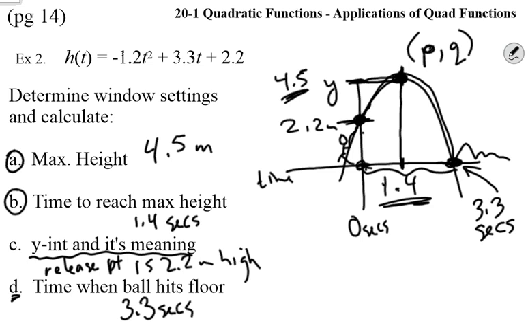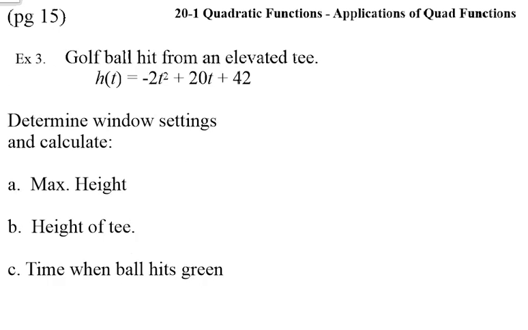So a parabola and all of the characteristics of it are key pieces of information. So let's take a look at page 15, example number 3. Same kind of question.